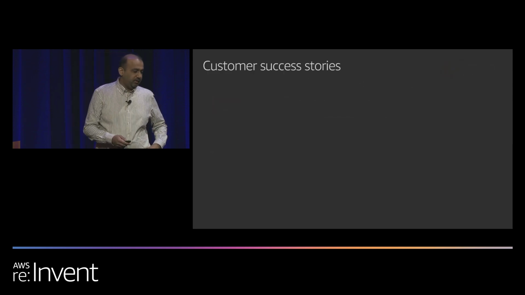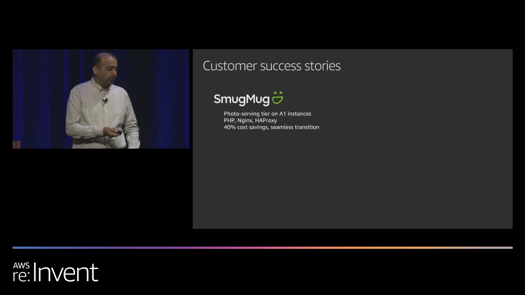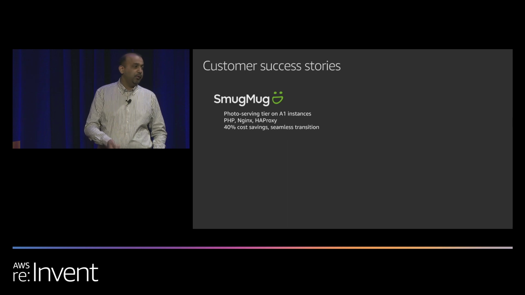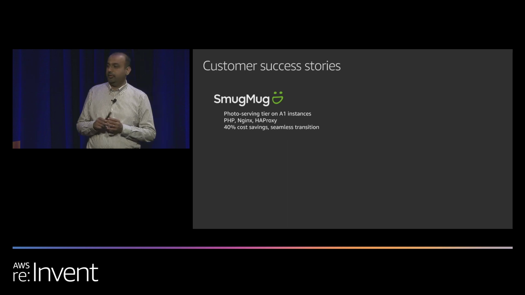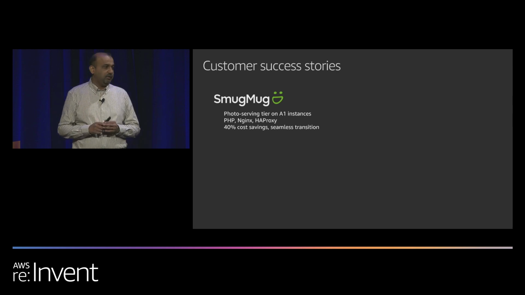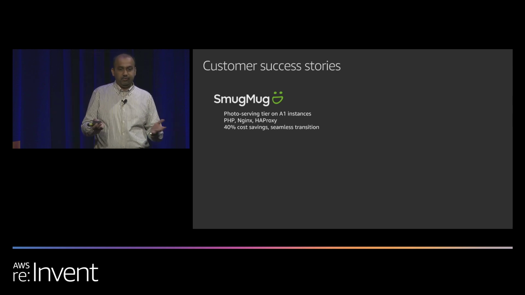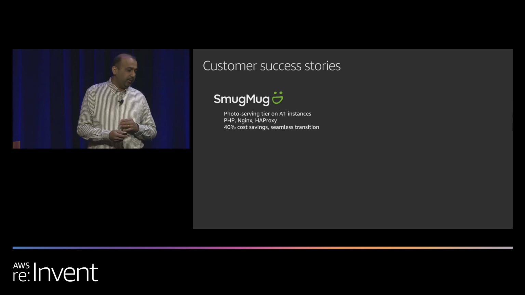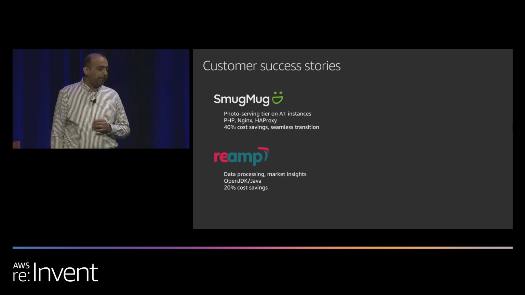And a few more examples that we can cover today. SmugMug, as most of you know, is a safe, beautiful home for your photographs. And SmugMug has transitioned their photo serving tier onto the A1 instance. Their application stack consists of Ubuntu as well as PHP, Nginx, and HAProxy. And they pretty much had a very seamless transition onto A1 and have been able to realize 40% cost savings.